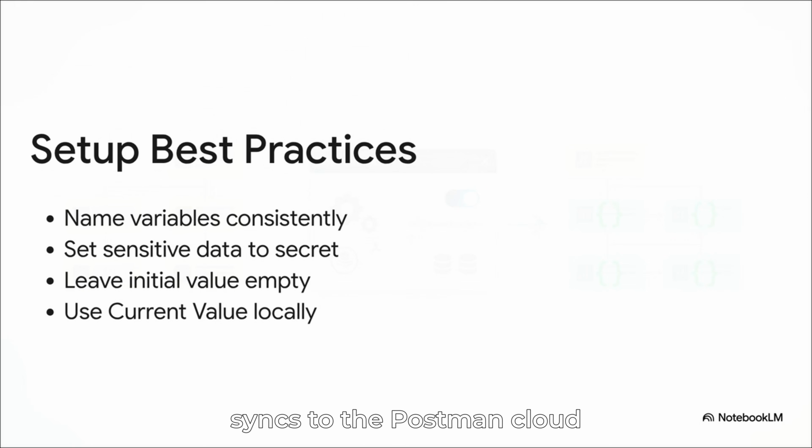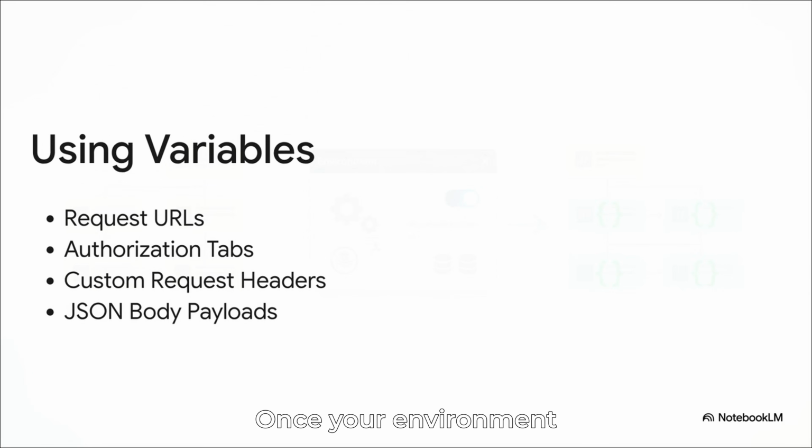The initial value syncs to the Postman cloud and out to your team, and you definitely do not want to leak your personal production tokens. Keep your tokens exclusively in the current value column, which stays safely local to your own machine. Once your environment is secured and saved, you get to use that double curly brace syntax everywhere.